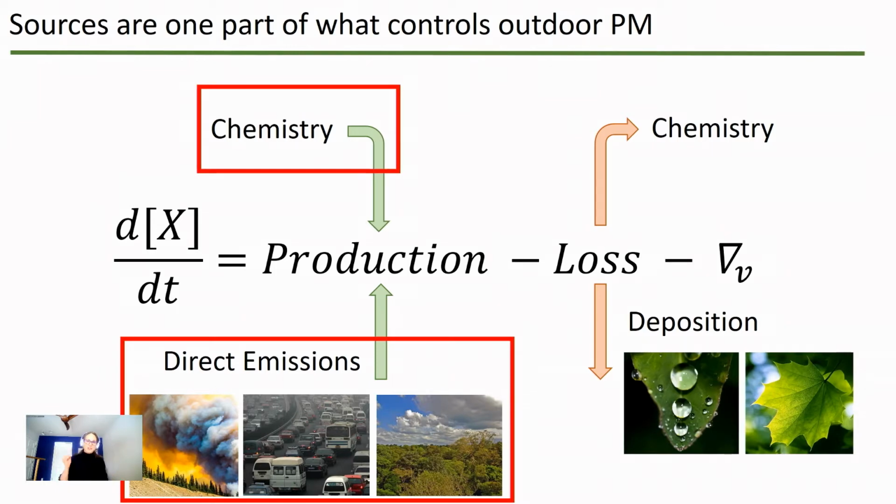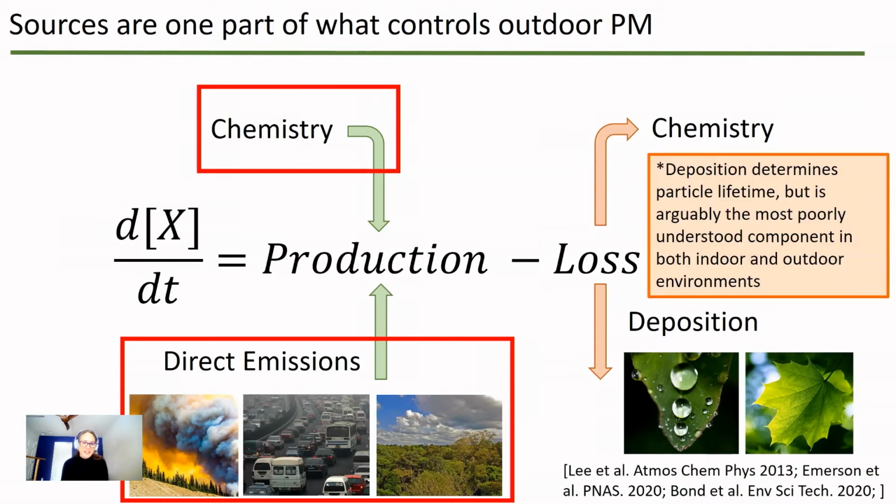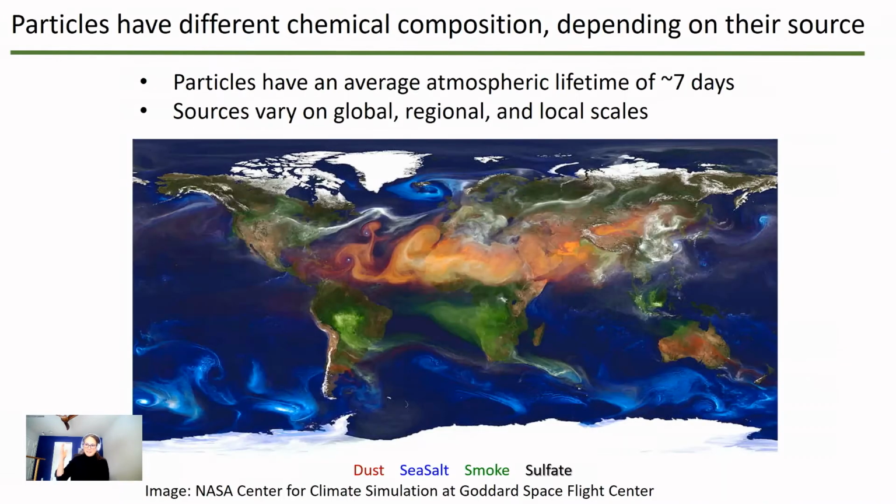This talk is obviously going to be focused on the sources. But before we do that, I want to note that the sinks are also really important. In fact, this deposition term is really what controls particle lifetime, and it is arguably the most poorly understood component in both indoor and outdoor environments. But this deposition term in outdoor environments tells us something very important: at least for submicron particles, the PM2.5 we're focused on here, there is an average atmospheric lifetime of about a week, so about 7 days. Any particles that are emitted around the planet have, on average, a week to move around.